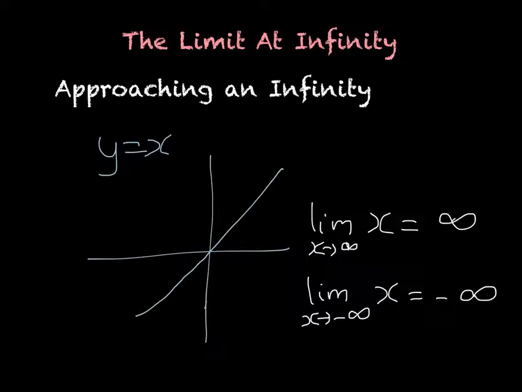If instead, for example, our function was y equals the absolute value of x, where we would have a graph that looked like this, then our limit as x approached negative infinity would not be negative infinity, but it would also be infinity.